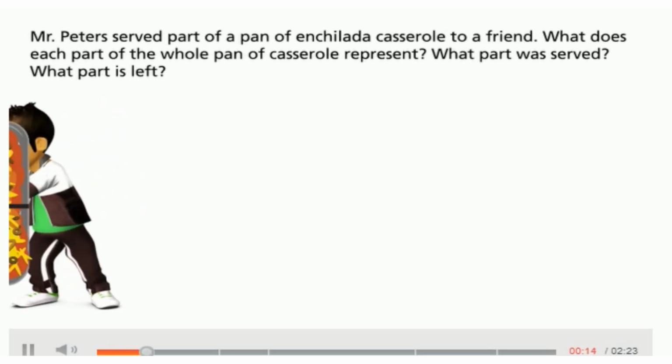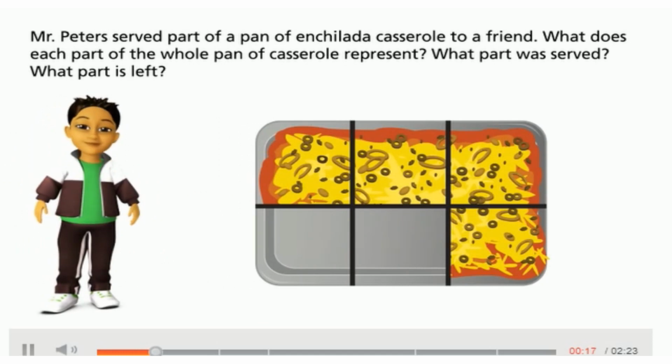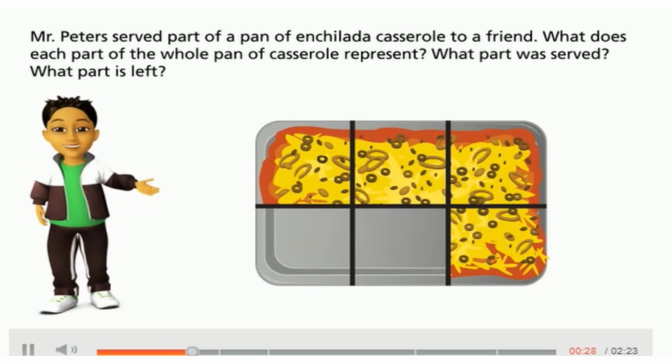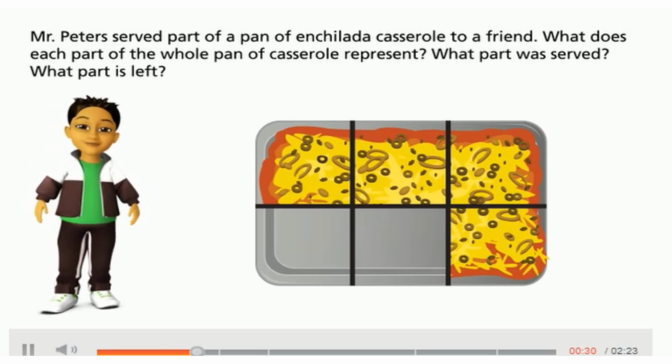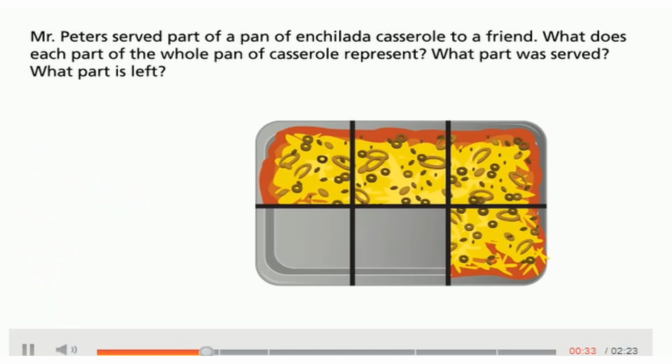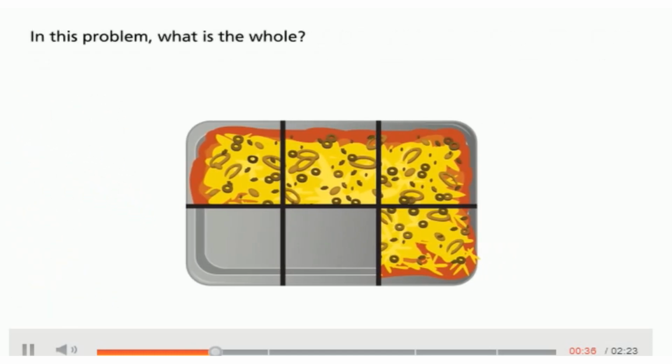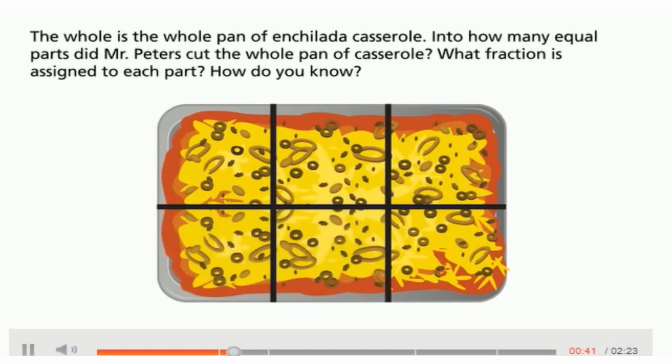Mr. Peters served part of a pan of enchilada casserole to a friend. What does each part of the whole pan of casserole represent? What part was served? What part is left? All these parts look pretty tasty, that's for sure. In this problem, what is the whole? The whole is the whole pan of enchilada casserole.